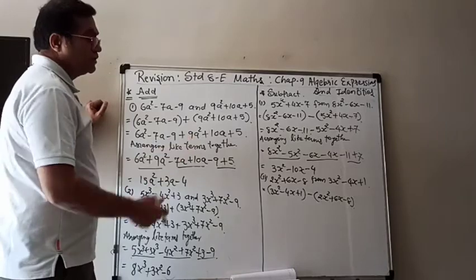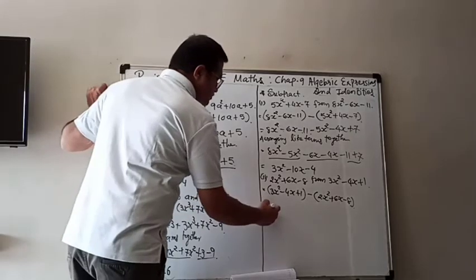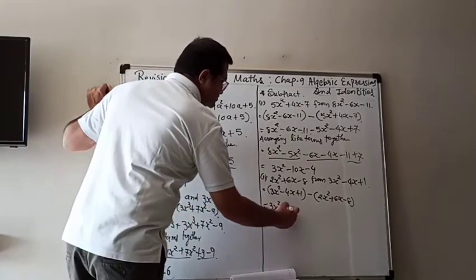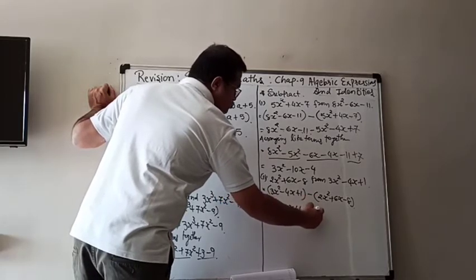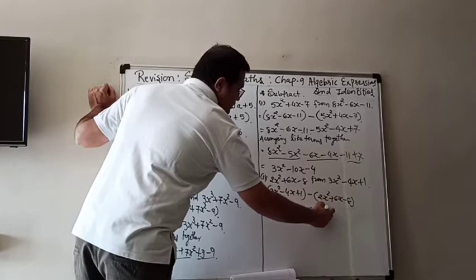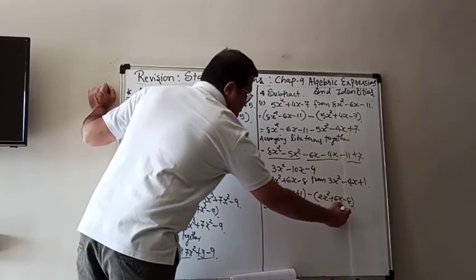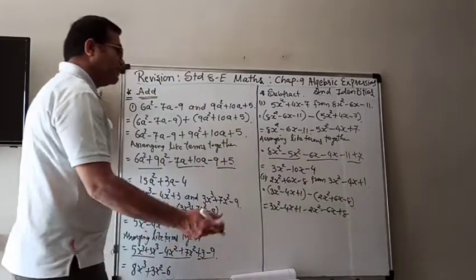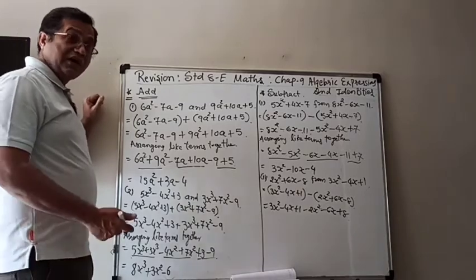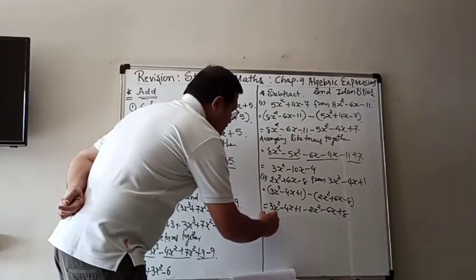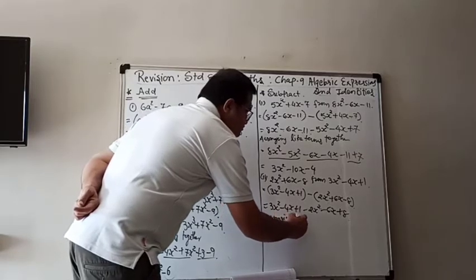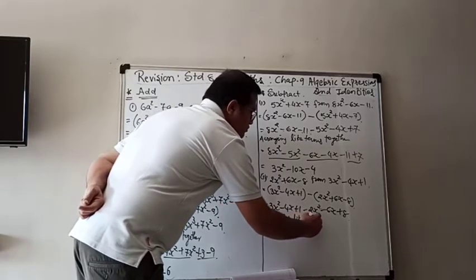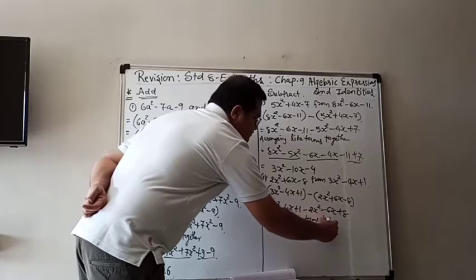So now we have to remove the brackets. So the first bracket will be as it is. In the second bracket, plus will become minus 2x square, plus will become minus 6x, minus 8 becomes plus 8. And now arranging like terms together.